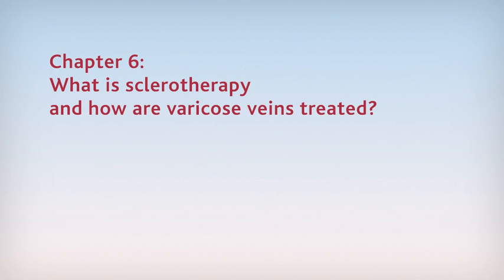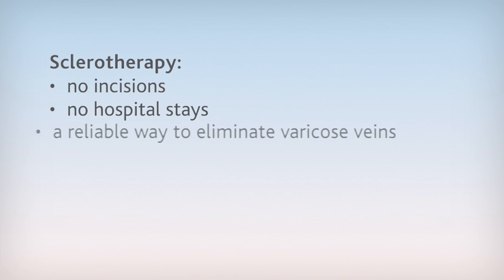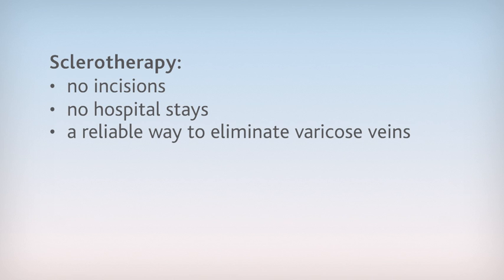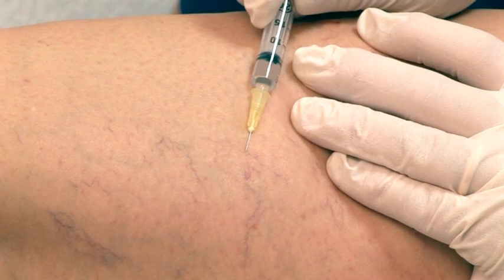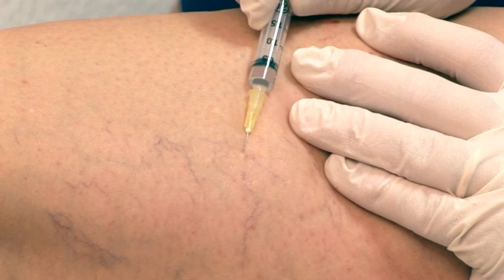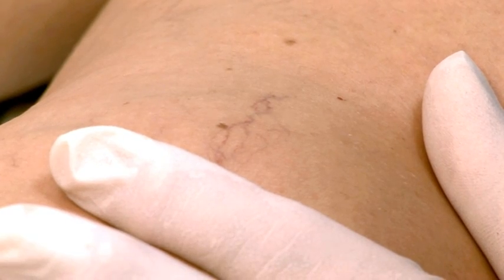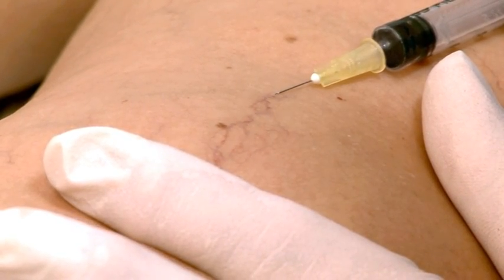What is sclerotherapy, and how are varicose veins treated? Sclerotherapy is a method that requires no incisions and no hospital stays. It's been shown for many years to be a reliable way to eliminate varicose veins. The principle is simple. The varicose veins are eliminated by injecting a so-called sclerosing agent into the veins. Using a fine needle, a liquid, the sclerosing agent polidocanol, is injected directly into the diseased veins.